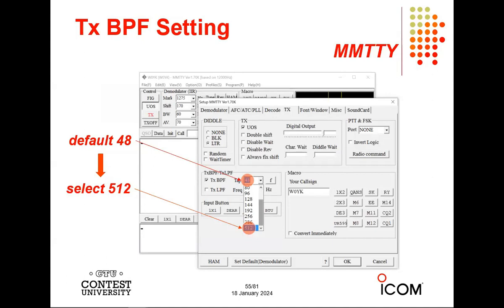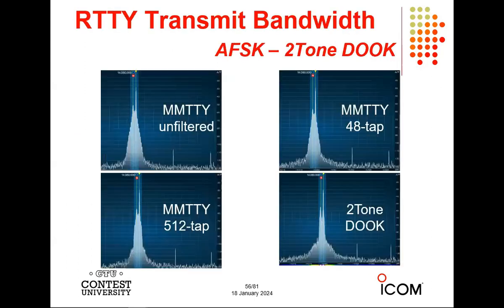And here's where you set it on the PX tab, and it has a PX bandpass filter. The default is 48, and you need to move it to 512. Q-tone also has a differential on-off keying, kind of a different algorithm for AFSK, and here's what it looks like compared to the others. It's even narrower, and that's what David Wicks, the author of Q-tone, recommends using. And that's one of the selections you can make in Q-tone.